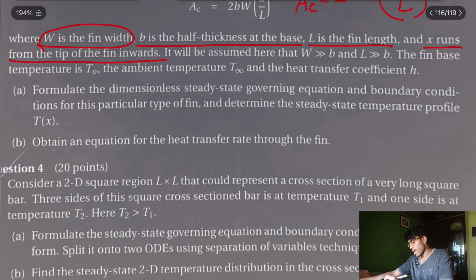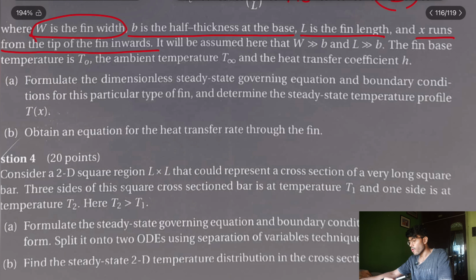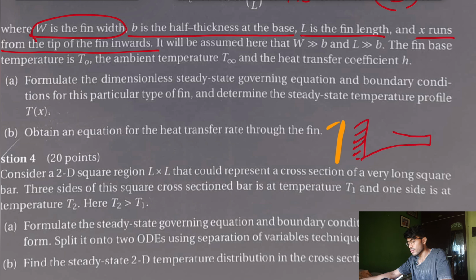Now here you have to be very careful. X runs from the tip of the fin inwards. So what is the tip of a fin? Now if I draw it here, the fin will have a shape something like this.